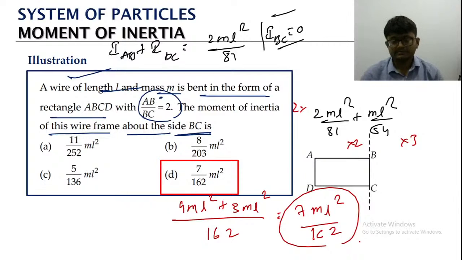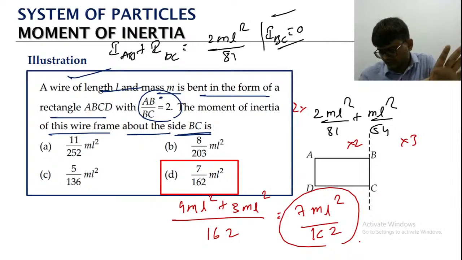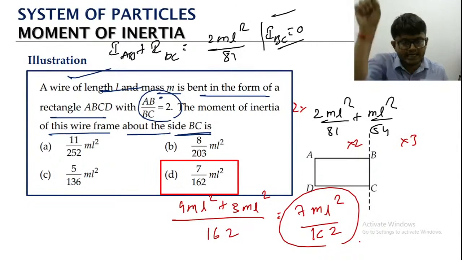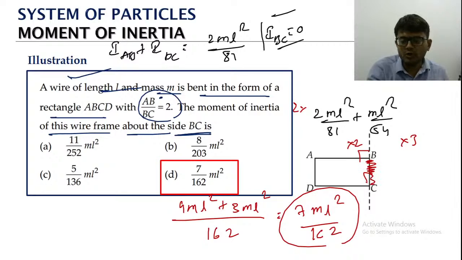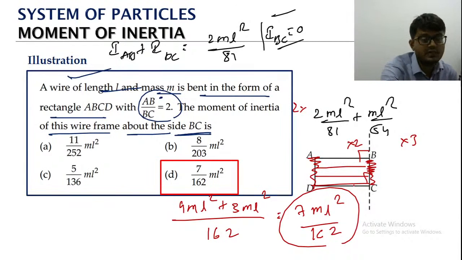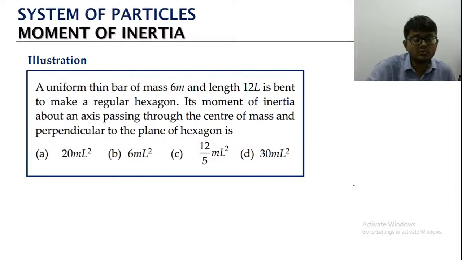So what is happening here? The wire frame is divided into 4 parts. AB and DC are identical. The axis is passing through the end of the rod, perpendicular to the length of the rod, so that formula applies. BC portion is fully on the axis, so it is 0. AD portion is like a rod which has each and every point at a fixed distance from the axis. This model of questions we have seen already. Next question, look at this.